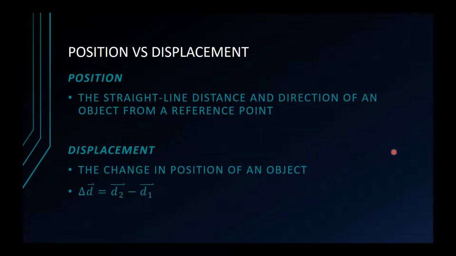Position versus displacement. Position is the straight line distance and direction of an object from a reference point. So you choose a reference point, and you say, from this point, wherever I am, that is my position. If I'm here, this is my position from this reference point. Displacement is the change in position of an object. So position 2 minus position 1 gives you that change in displacement, and it has that vector arrow on top.